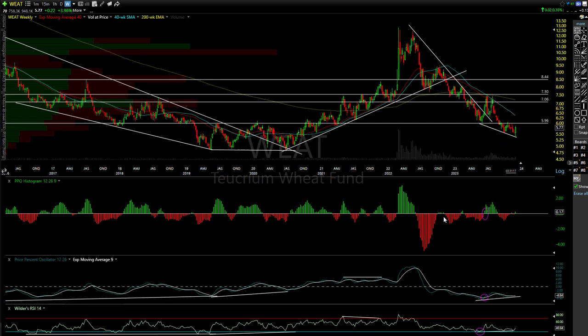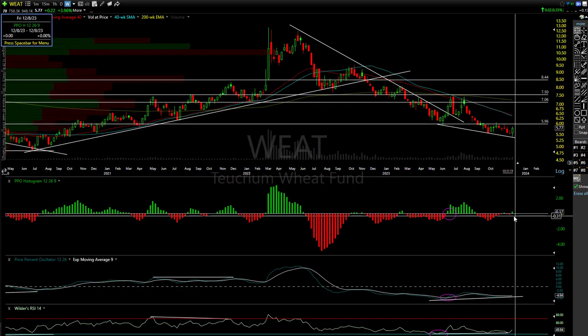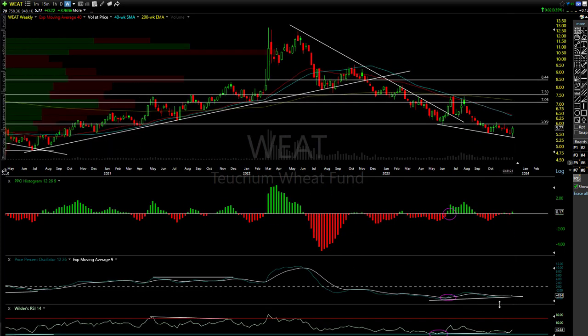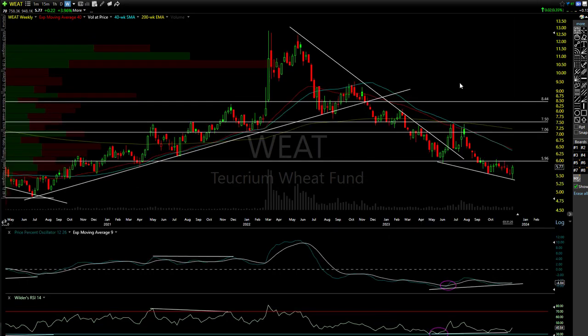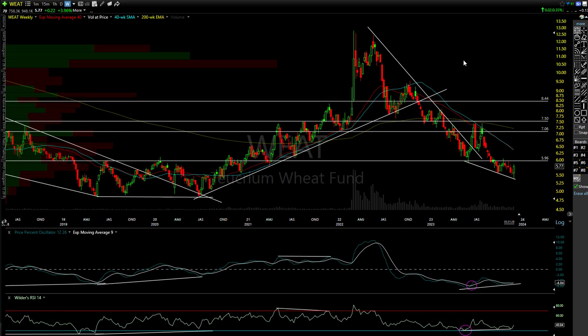Let me put the histogram. Yeah, see, this means that the PPO just made a bullish crossover. So now it's effectively put in a lower low. So either way, I like wheat. Somebody asked about corn, so I'm just going to get to that one now.